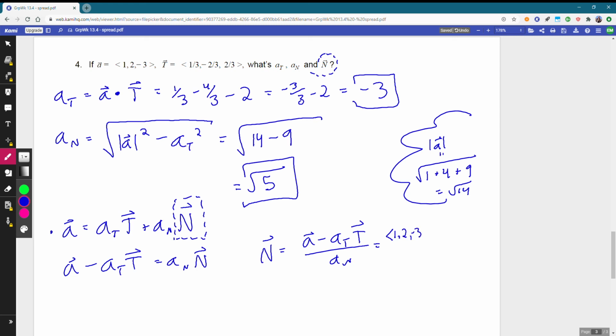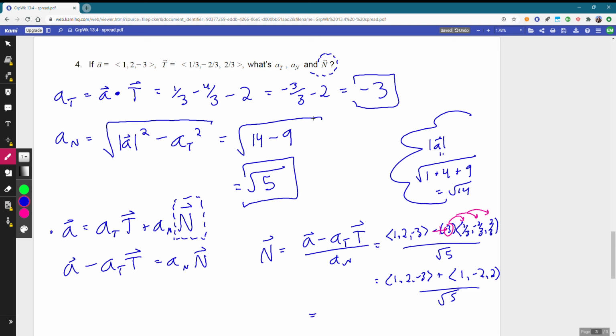So our acceleration is 1, 2, minus 3. Subtracting our AT, which is negative 3, times our unit tangent. So 1/3, negative 2/3, 2/3. And then that we're dividing by root 5. And so working this scalar multiplication out, maybe we can take this minus and negative and make that a big plus, and this 3, distribute that in. What we'll get at the end of the day, 1, 2, negative 3. We're going to be adding the vector 1, negative 2, 2. So when we add those vectors, we get, component-wise, 2, 0, and negative 3 plus 2 is minus 1. And that's scaled by root 5.